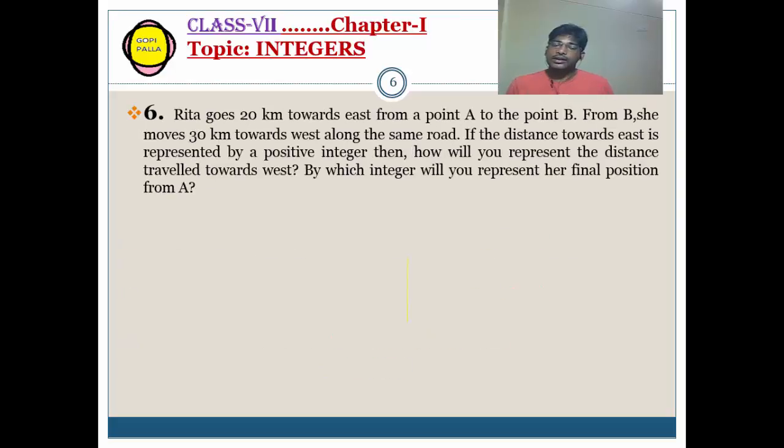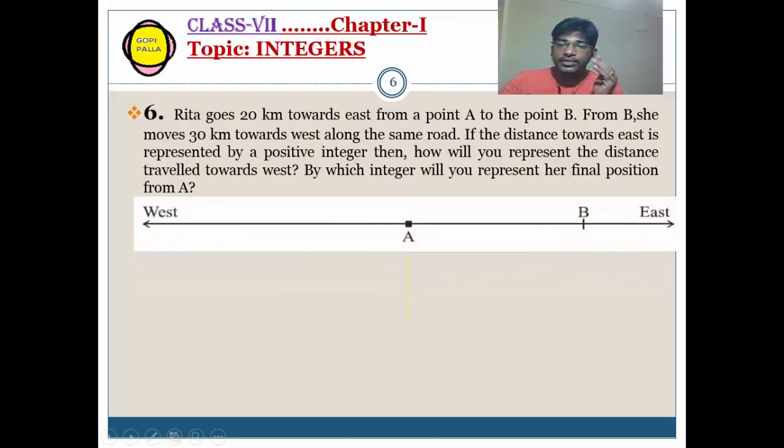So the next, the sixth question of this topic. Rita goes 200 kilometers towards east from a point A to B. From B, she moves 30 kilometers towards west along the same road. If the distance towards east is represented by the positive integer, then how will you represent the distance traveled towards west? By which integer will you represent her final position from A?